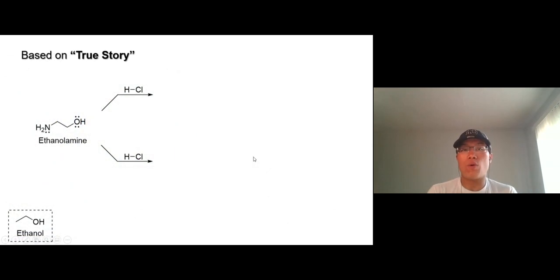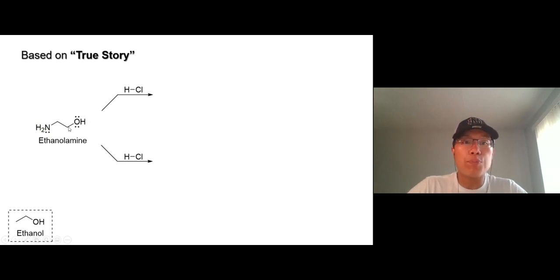Let's say this is a true story. When I was in a PhD program, I did organic synthesis. One of the steps in my synthetic route, one step out of a million, was protonation, or adding a proton, to ethanolamine. We call it ethanolamine because it has an ethanol unit, 2 carbons with an OH alcohol, and we have an amine in it.